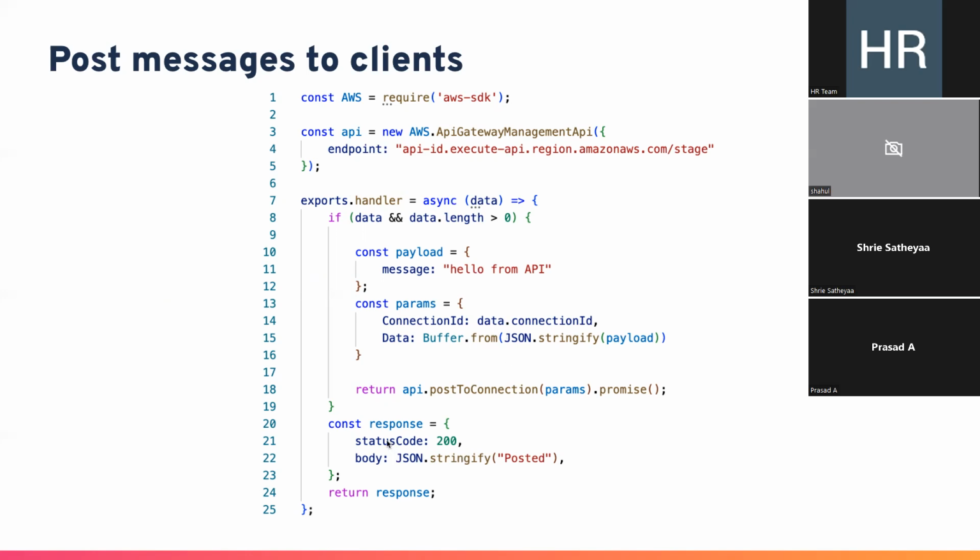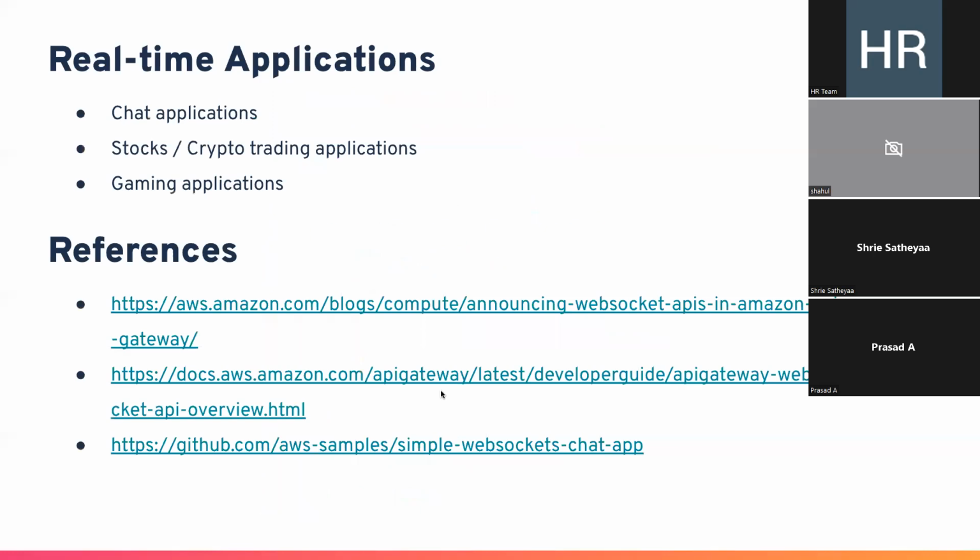So, and we will send the response of 200 message posted to the backend server, which has invoked this event. Like the API gateway has sent out this message to the client like that. So we can send back the response as well. And moving on to the next slide.